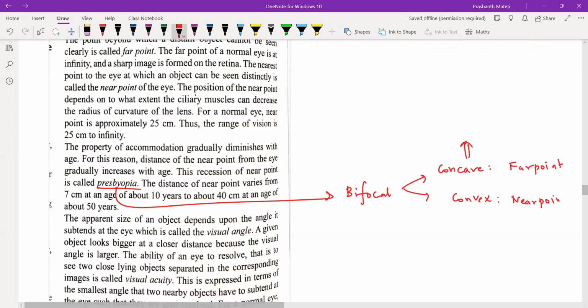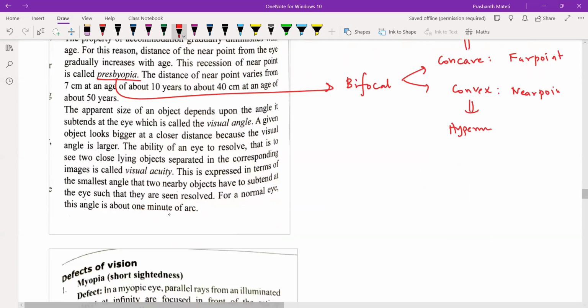Generally the concave lens is for myopia people, the myopic eye we say. The convex lens is for hypermetropia. But when the person has presbyopia, both should be recommended.